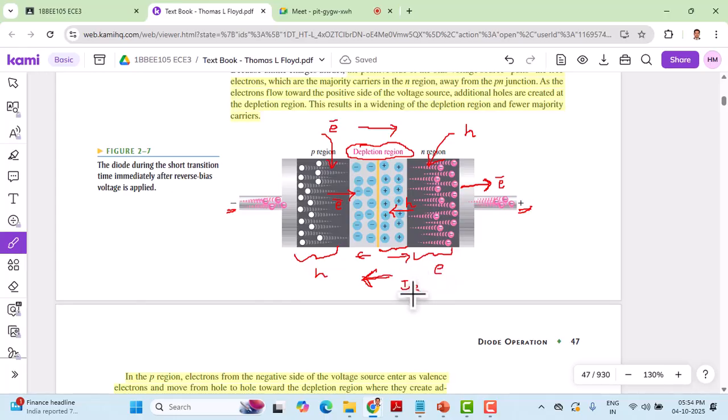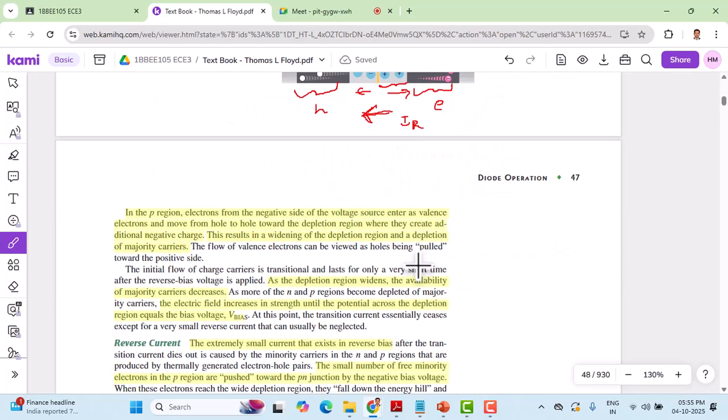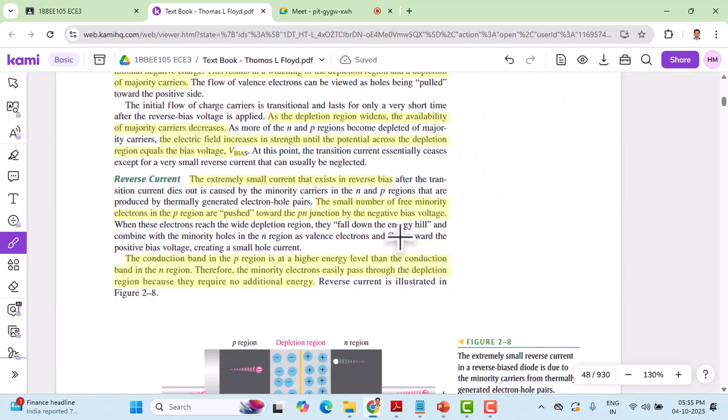Reverse current is going to be very, very small. That can be neglected. The reason is that it is a current that flows due to the minority charge carriers. Minority charge carriers are electrons in the P region and holes in the N region. They are the minority charge carriers, and that current is going to be very, very small. And the same thing we are going to explain here.